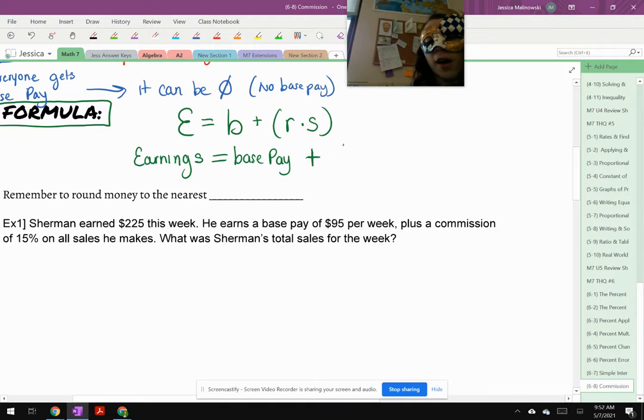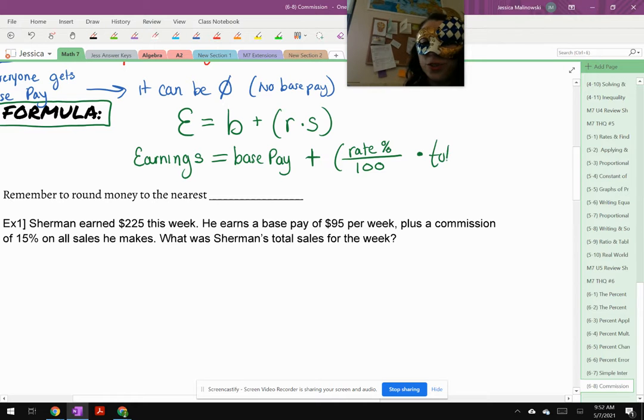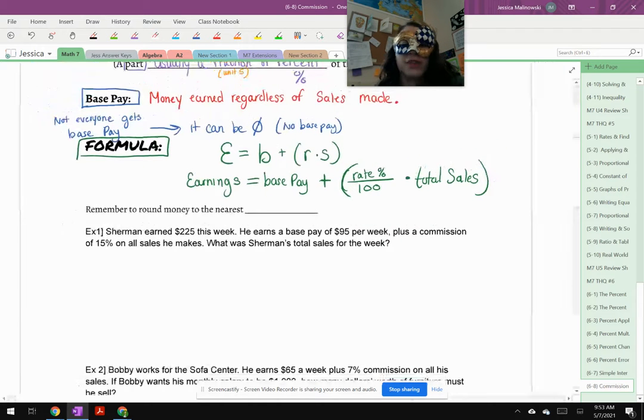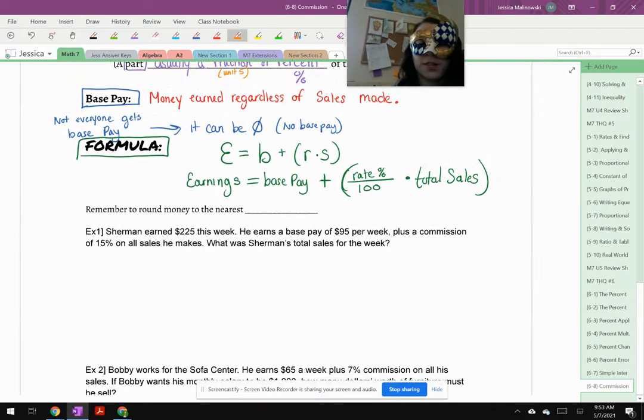Your base pay plus your rate, your commission rate, or that percent, divided by 100, times S, the total sales. Because remember, every percent needs to be divided by 100. So your earnings is equal to the base pay plus your rate divided by 100, because it's a percent, times the total sales. That is the formula you're going to be using for this lesson.